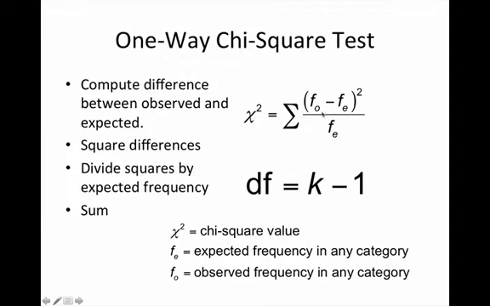And so for each cell in the design, I subtract what I expect from what I observe, and then I square that difference. And then ultimately I divide that square by the expected frequencies, and then I sum everything all together. And the significance of the chi-squared statistic is evaluated on k minus 1 degrees of freedom when k equals the number of groups in my design.